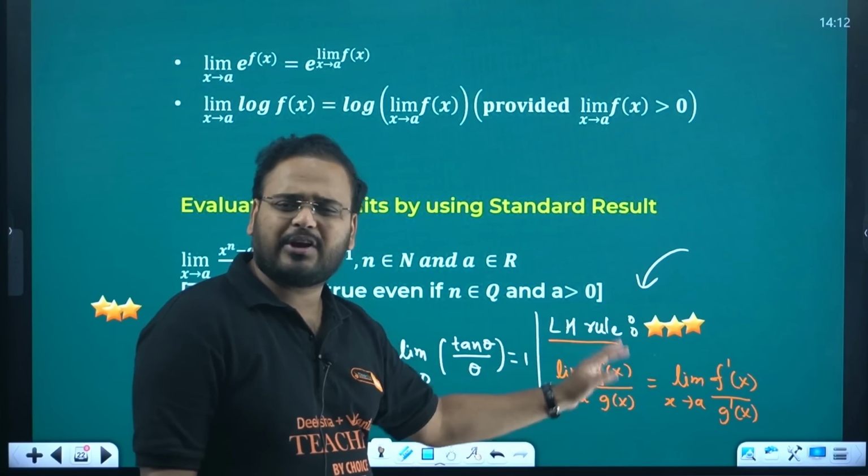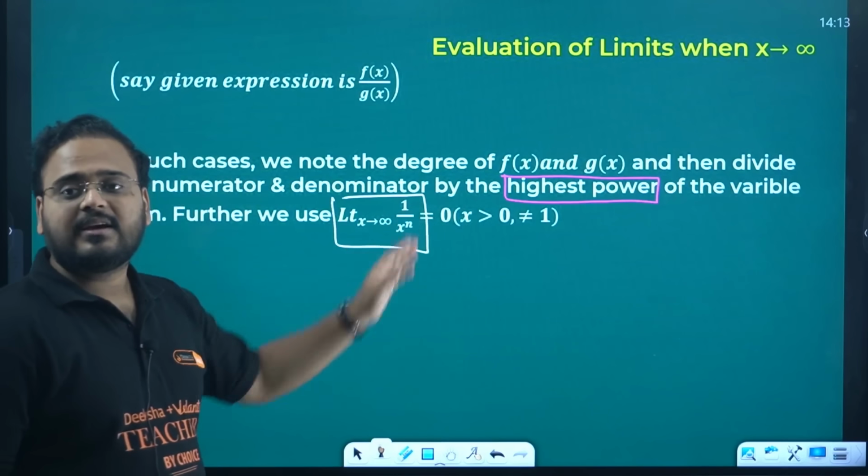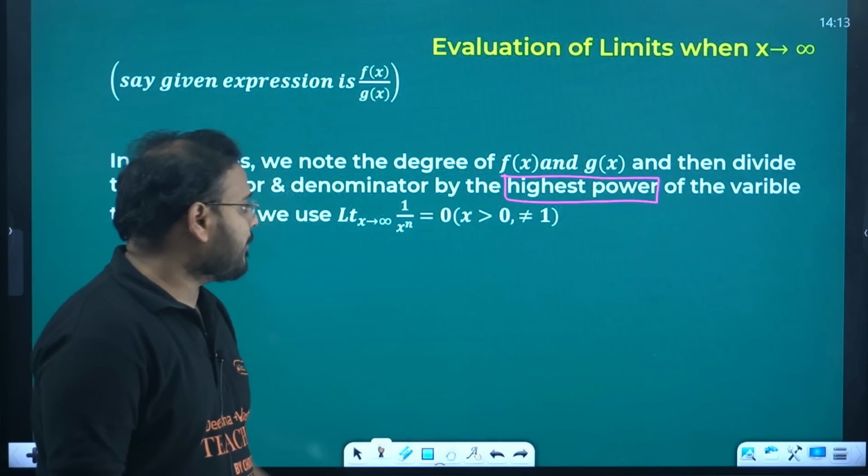Standard limit functions for polynomial, for sine and tan, this is also very, very relevant. Okay, and this is in the case where x tends to infinity. What you do is take the highest power common, or divide them, and simply apply the condition of limit x tends to infinity of 1 upon x to the power n equal to 0. I hope it makes sense, guys.